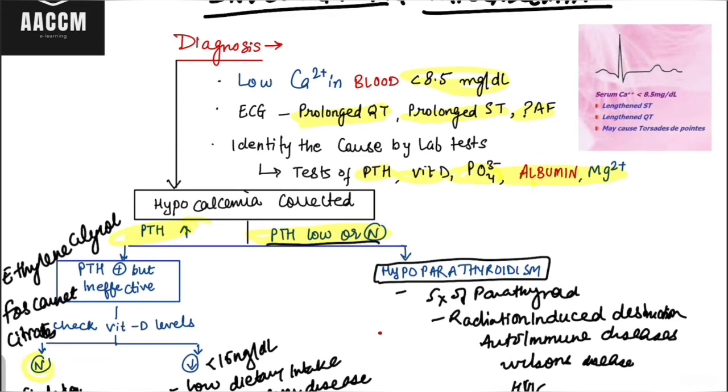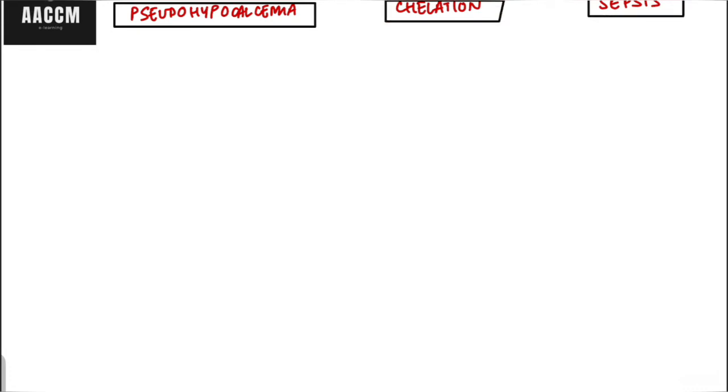Now let's go to certain special scenarios in which we can see hypocalcemia. We have three scenarios here. One is very important, which is pseudo-hypocalcemia. The other one is chelation. The third one is sepsis. Right. Now let's talk about pseudo-hypocalcemia.